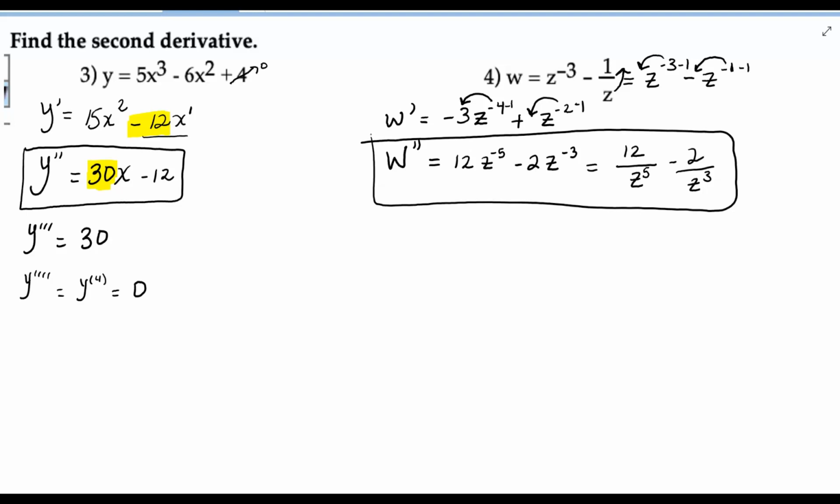That's pretty much it. For finding the second derivative, it could certainly get more complicated. But if you've got the power rules down, I think you'd be okay with this.